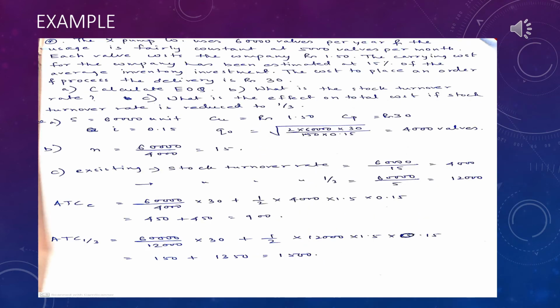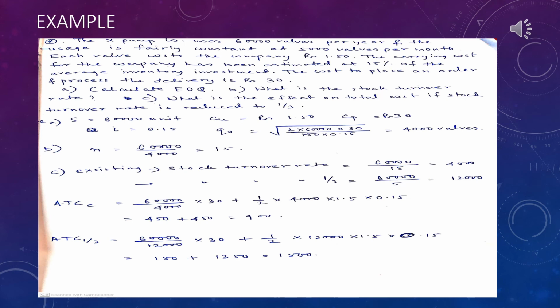In another example, we can see that an organization uses 60,000 units per year of a particular item, and the usage is pretty much constant at 5,000 units per month. That is what we are finding out by multiplying the per month consumption and converting it into the per year figure. So going on with the sum: each unit costs the organization 1.5 rupees. The carrying cost for the company has been estimated at 15% of the average inventory investment. The cost to place an order and process the delivery is rupees 30.